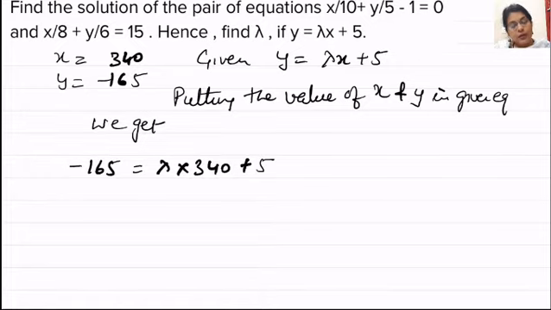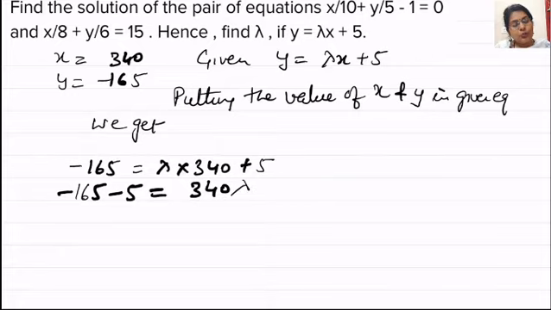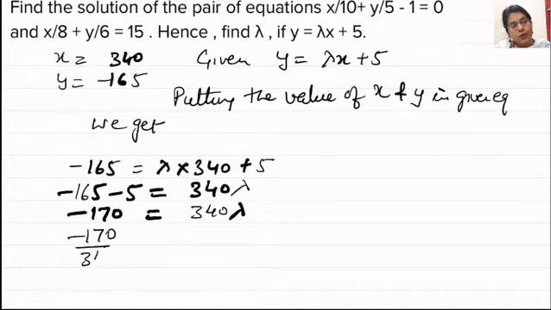So what do we get? Lambda into 340, 165, and this 5 will be transposed over here. So it will become minus 165 minus 5 is equal to 340 lambda. So what do we get? Minus 170 is equal to 340 lambda. So minus 170 upon 340 is equal to lambda. So 17 to the 34. So what do we get? Value of lambda is equal to minus 1 upon 2.